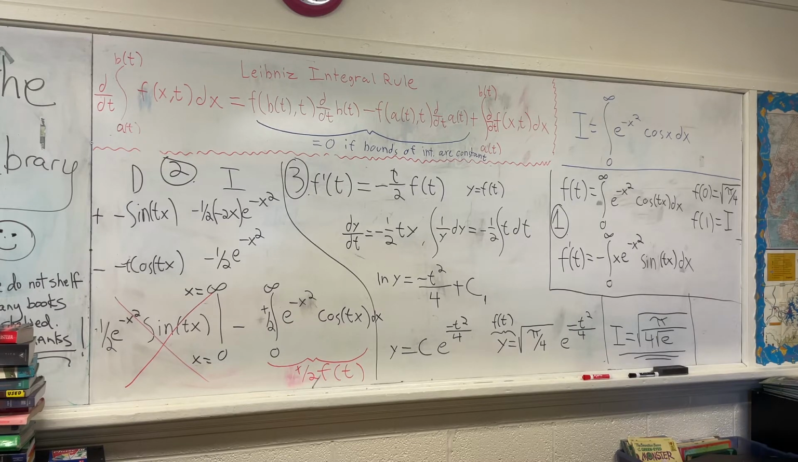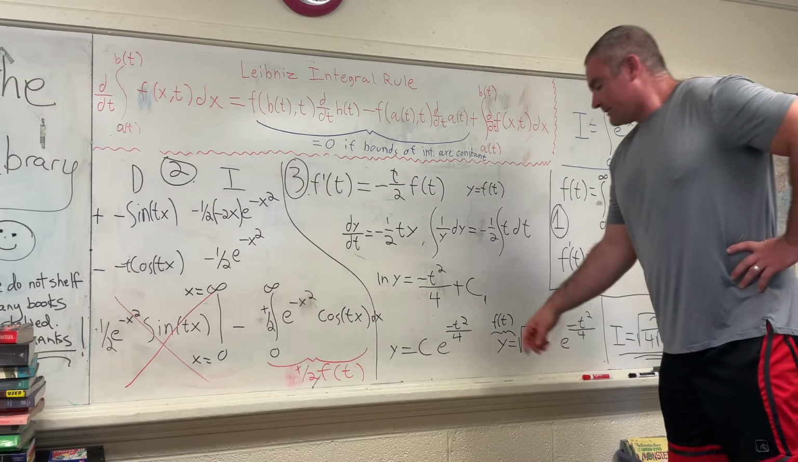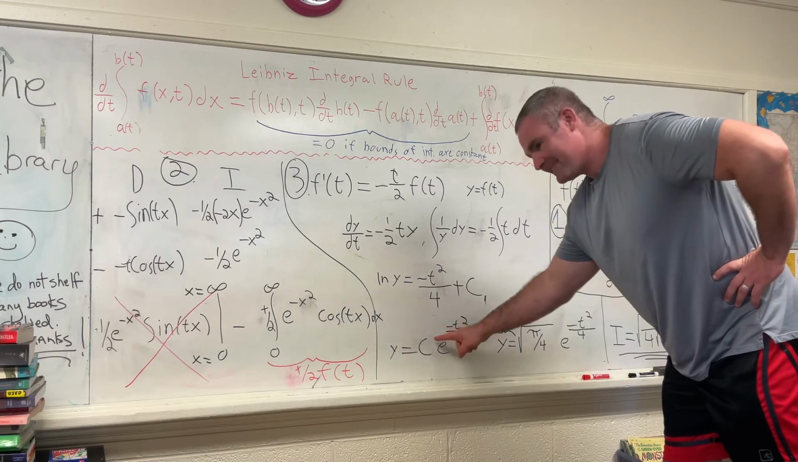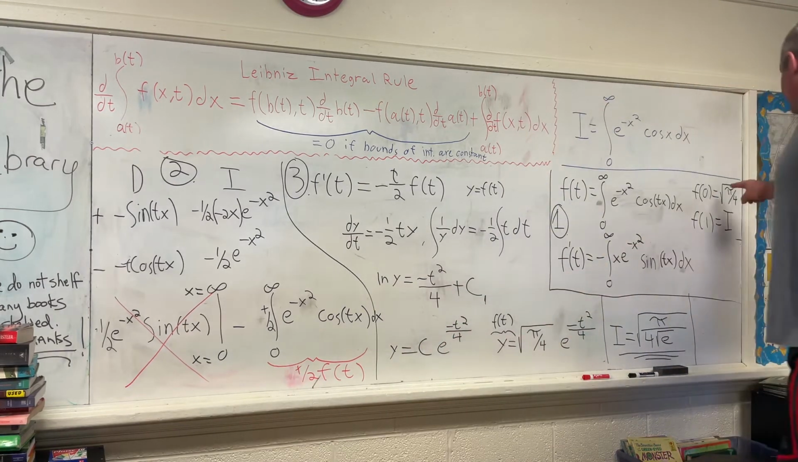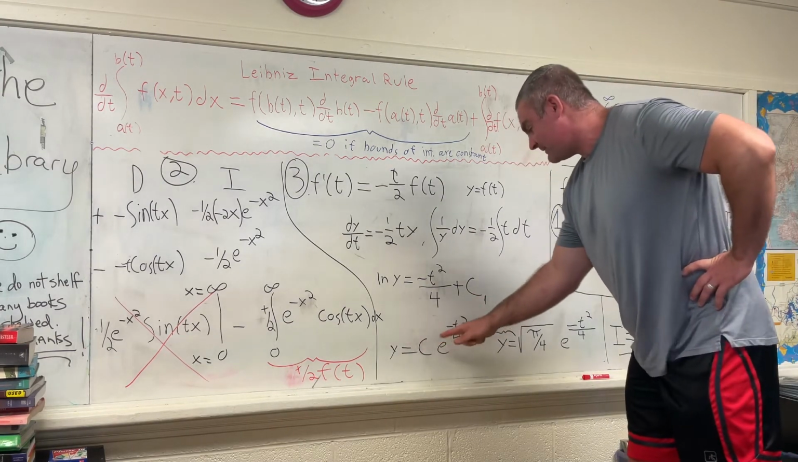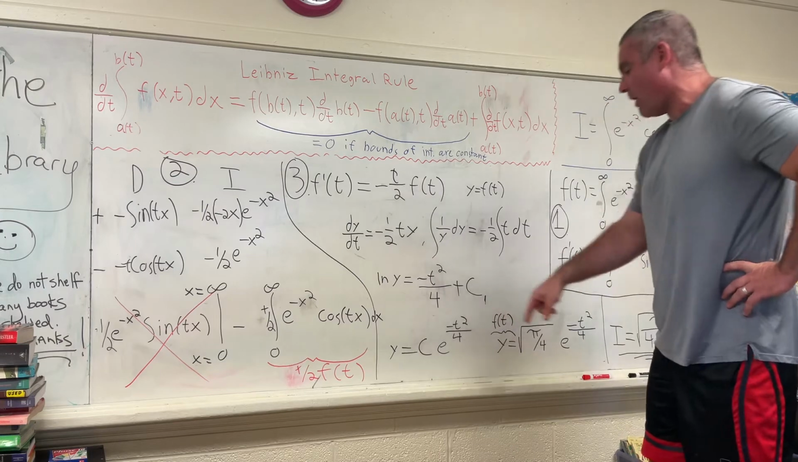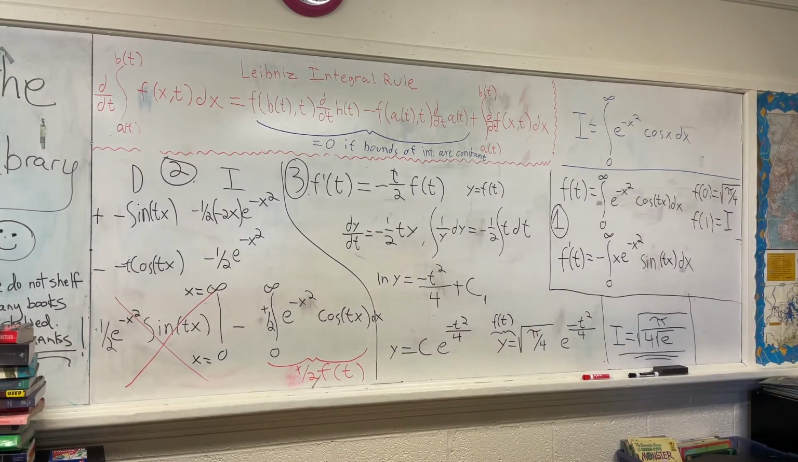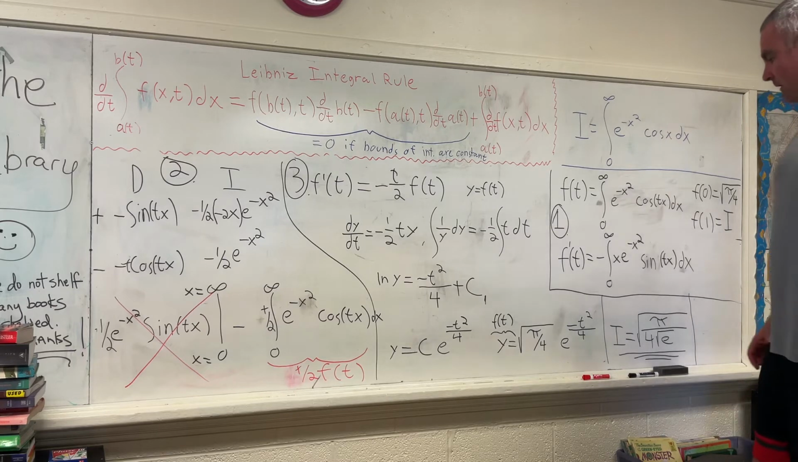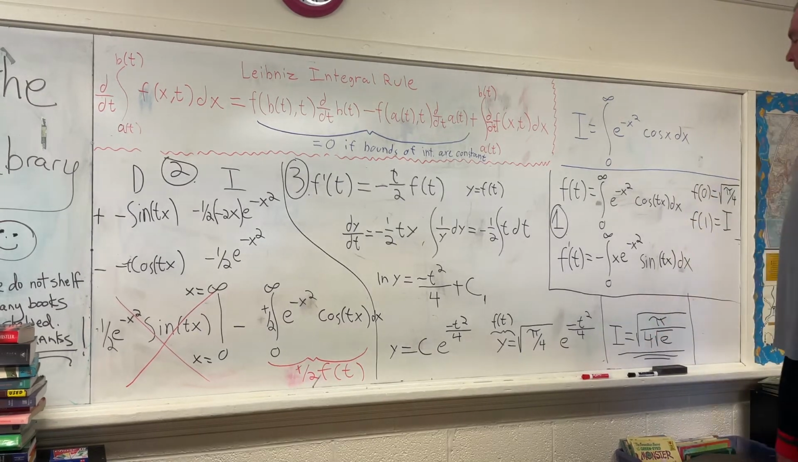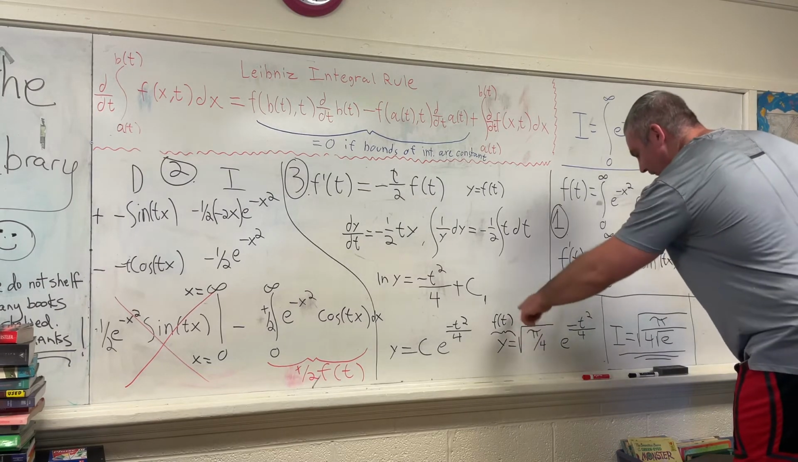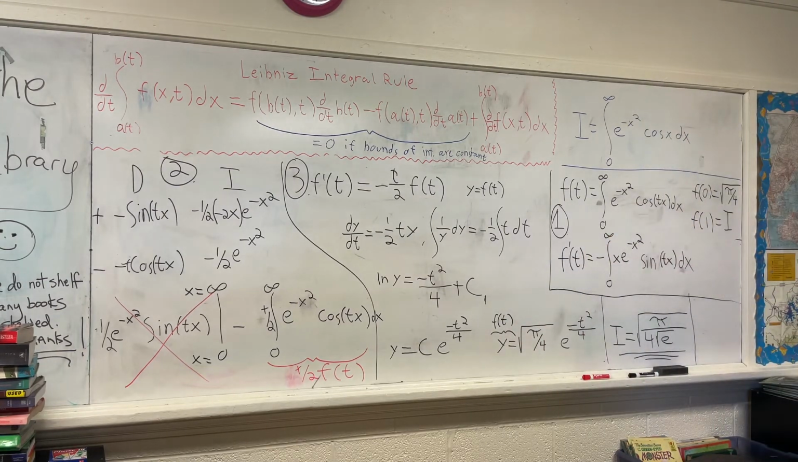Also remember that y is f of t. So if we evaluate f of t at the point t equals 0, we get square root of pi over 4. So we know that the square root of pi over 4 is equal to c times e to the 0, which is 1. So we know that c is equal to the square root of pi over 4. So now we have our final expression for f of t, being that y, or f of t, is equal to the square root of pi over 4 times e to the negative t squared over 4.